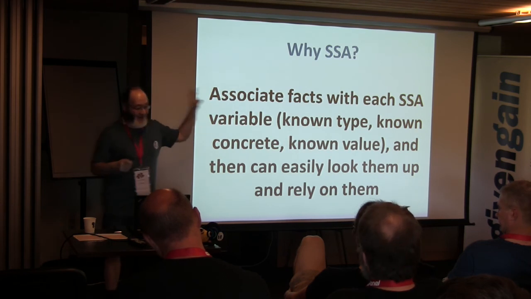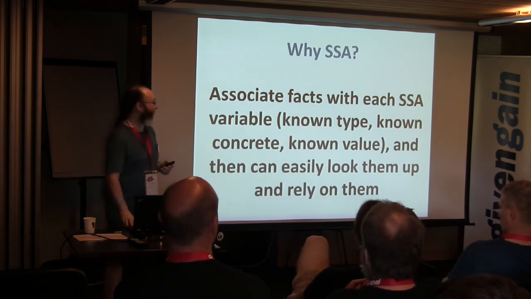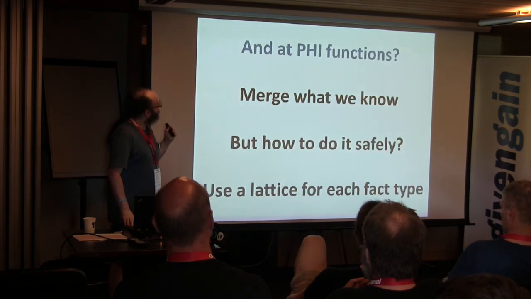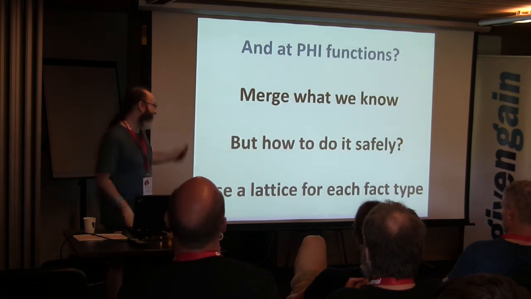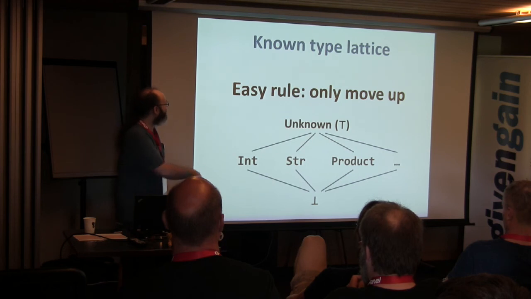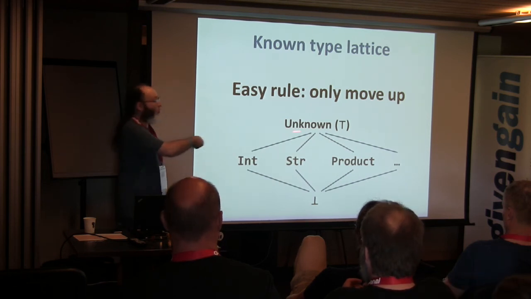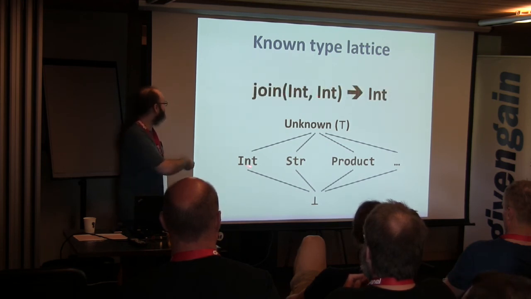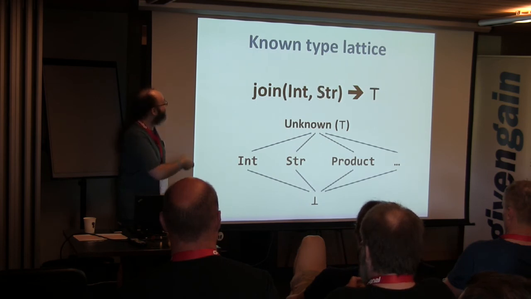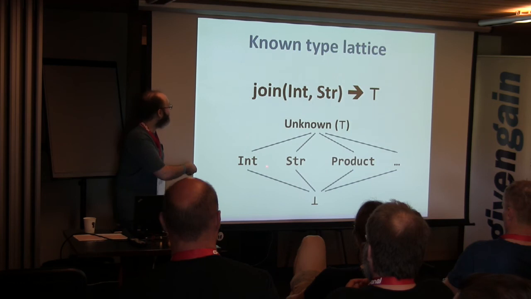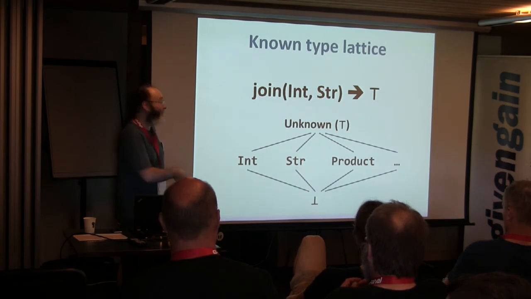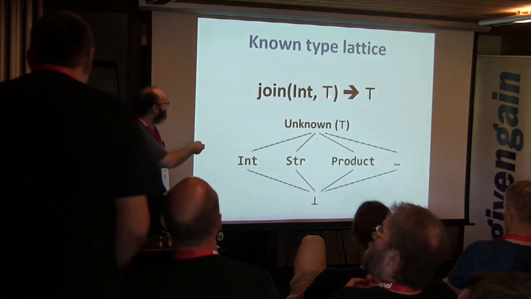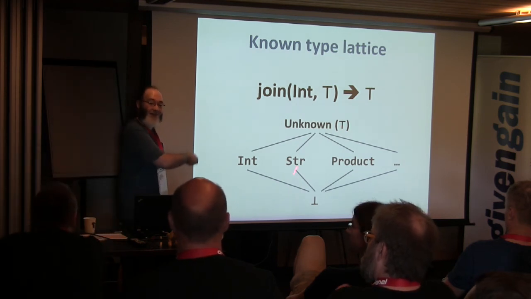So SSA is really central to all of the optimizations that we're doing. Now, at the phi functions, we merge what we know. And there's another little bit of mathematics here called a lattice. A lattice is basically something with a very simple rule: you always go up. So for example, if I join an int and an int, we can stay where we are. But if I see an int and a string, the only way to merge them is by going up, and that is we don't know what type it is, because it's not a stable type. If we get an int and an unknown, the top type, then again we have to go up there.